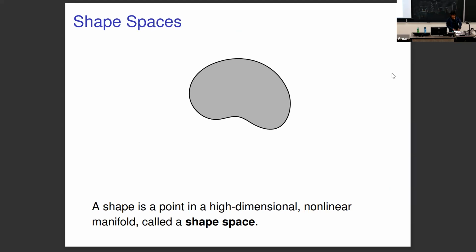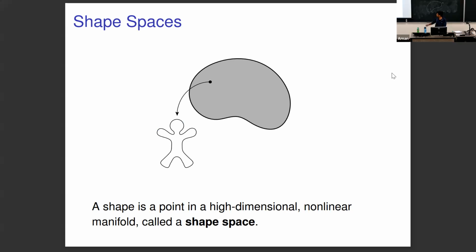Okay, so now we get to shape spaces, right? Essentially what we want is a space, a latent space or a manifold, where every point in that space is a different shape. So overall, let's say this is your manifold, call it M. And a shape on this manifold is just represented as a point here. So let's say this point X is a shape, right?